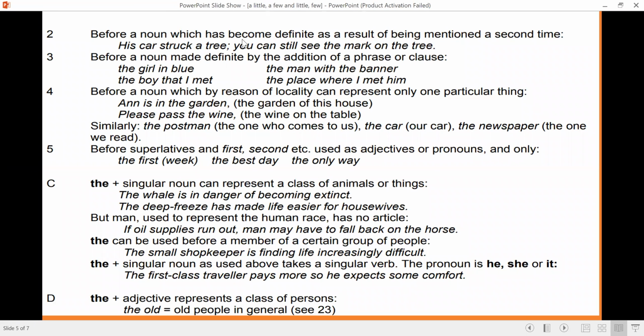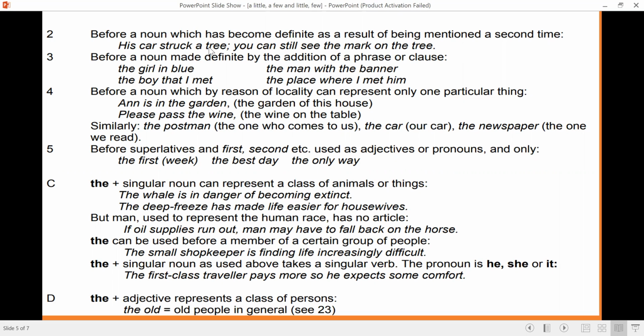The can be used before a noun which has become definite as a result of being mentioned a second time. All right, so you can use the before that noun because it has been made definite by a second use, because of using the same noun a second time in the sentence. For example, in this sentence, we are using tree two times. So when we use tree for the second time, this tree will become definite, so you will use the before it.